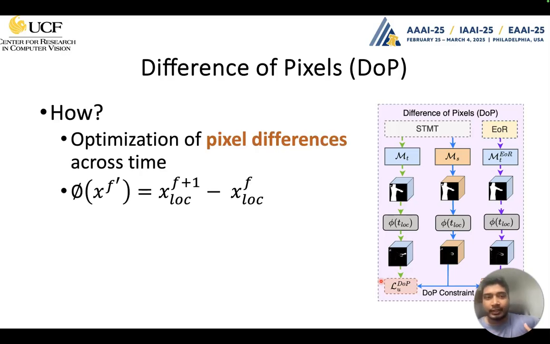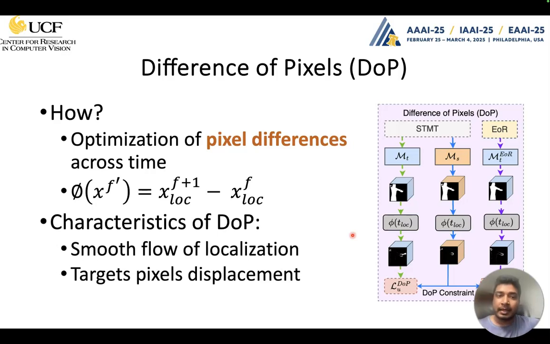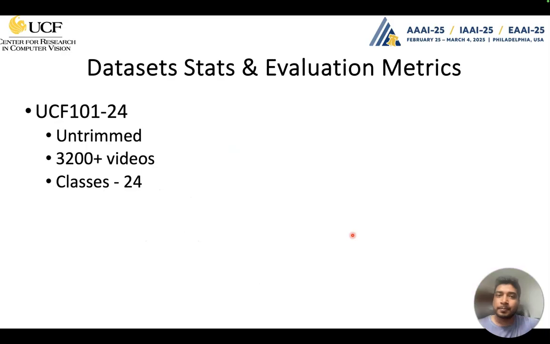Now, how we did this approach is we optimize the pixel difference across time. So we look at the pixel in the future and the pixel of the current, do a subtraction, get the pixel difference map, and use that as a constraint to propagate the mask across time. The characteristic of pixel difference is that it enforces smooth flow of localization and directly targets pixel displacement, which is the fine-grained localization mistake that happens across time for temporal coherency.